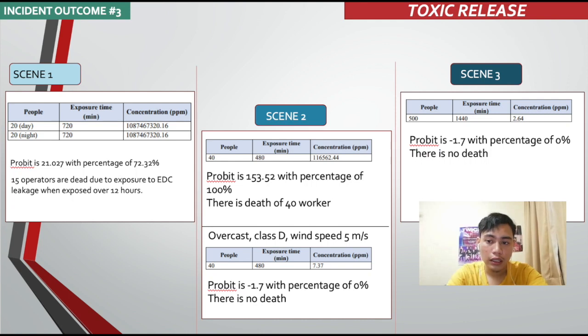Lastly, scenario 3 is a probit for the residential area nearby the plant. So there are 500 people that are exposed for about 24 hours. So the concentration that we get at 1 kilometer away from the plant is 2.64 ppm. So the probit is negative 1.70. So the percentage of death is 0%. So there's no death in this scenario.